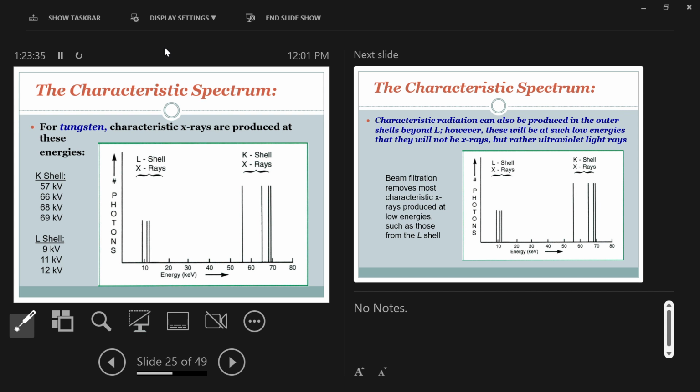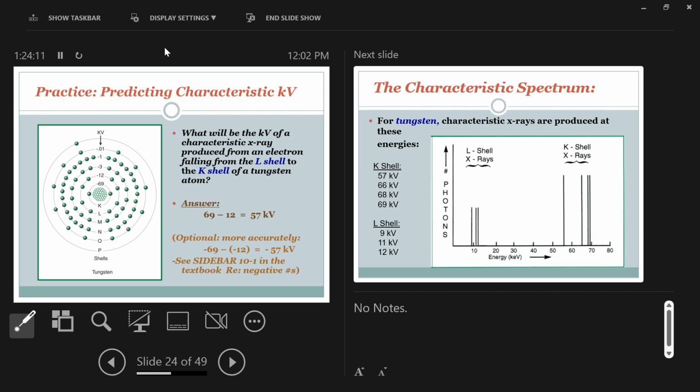We only produce discrete energy levels. Down here would be X-rays coming out of an opening in the L shell. So M falls to L, N falls to L, or O falls to L, right? Those are your three characteristic spikes here at these energies, a little bit below 10, a little bit more than 10, a little bit more than that, okay? So K shell produces things like 57 kV, 66 kV, 68 kV, and 69 kV. 69 kV would be if the P shell, or like the O shell, fell to the K shell position, okay?